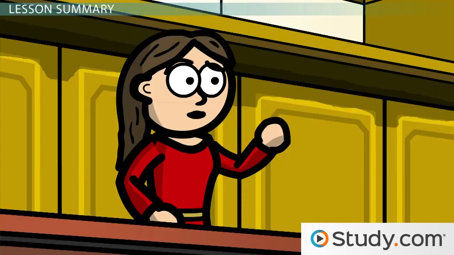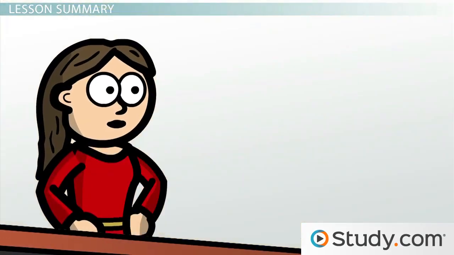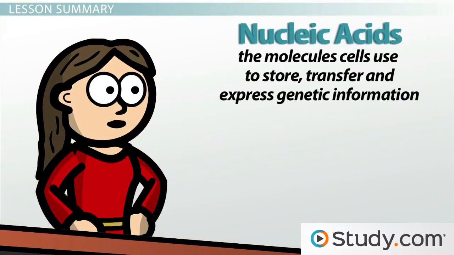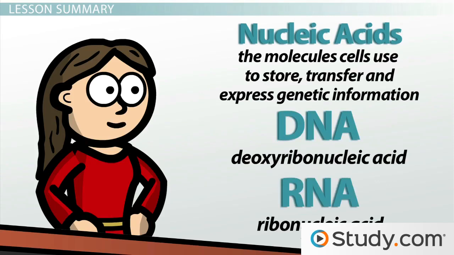Okay, Professor Pear, let me stop you right there. You've been throwing around a lot of fancy jargon. Before you go any further, let me see if I can summarize for the jury what you've told us so far. Nucleic acids are the molecules cells use to store, transfer, and express genetic or hereditary information. Nucleic acids can be categorized into DNA, or deoxyribonucleic acid, and RNA, or ribonucleic acid.